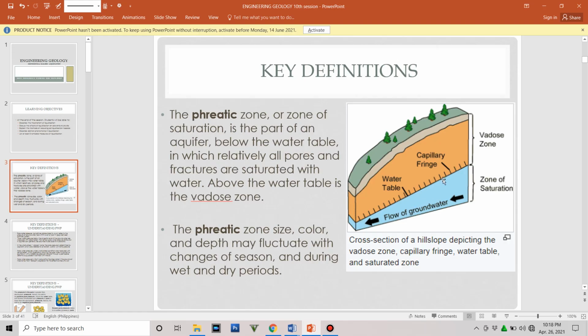We also have the capillary fringe. Why? Because there are pores and fractures underground in which there is a capillary phenomenon. What capillary means is there is a rise in water head. When you insert a small diameter tube into water, the tendency is for the water to rise. That is the principle.